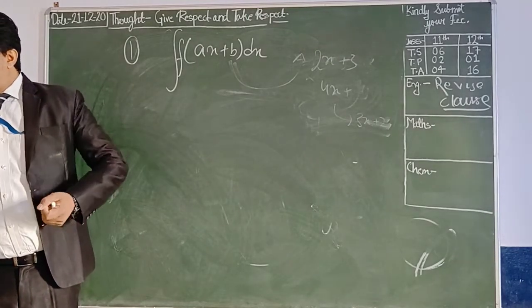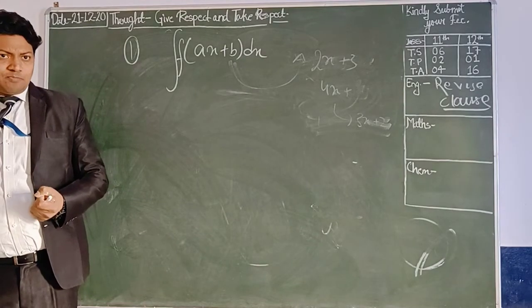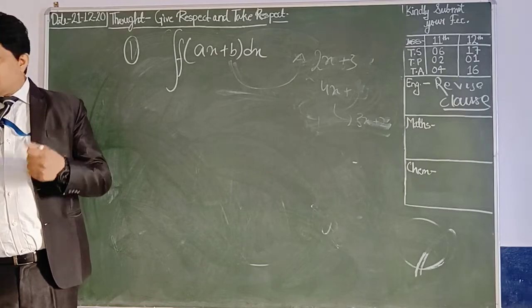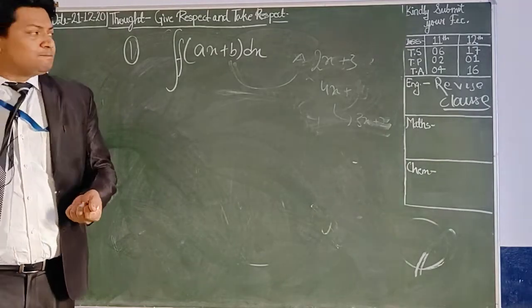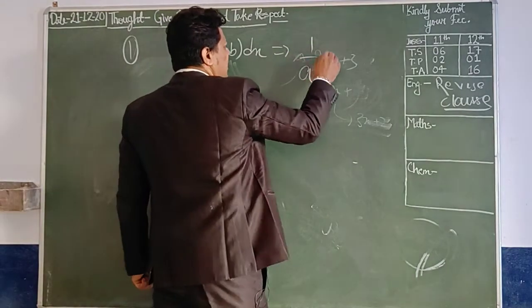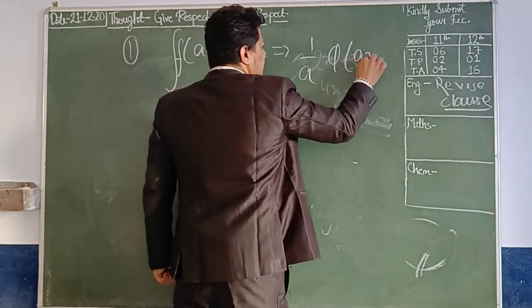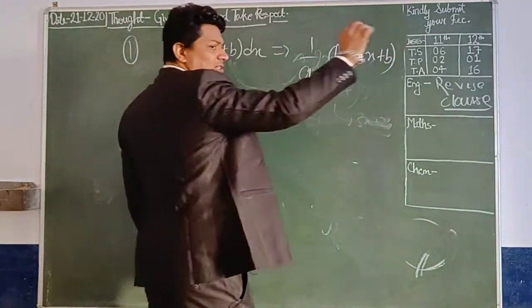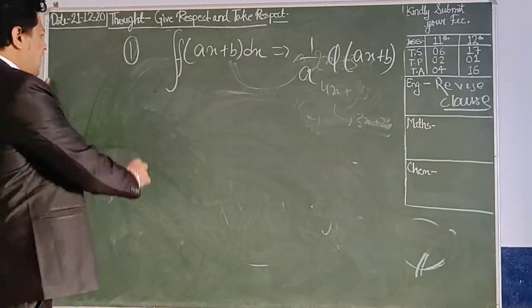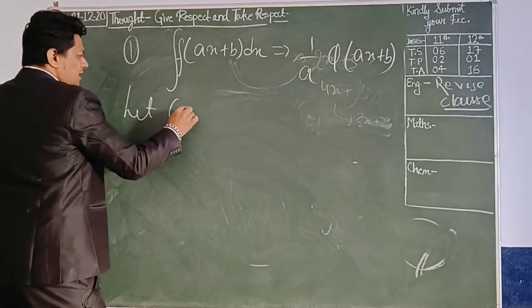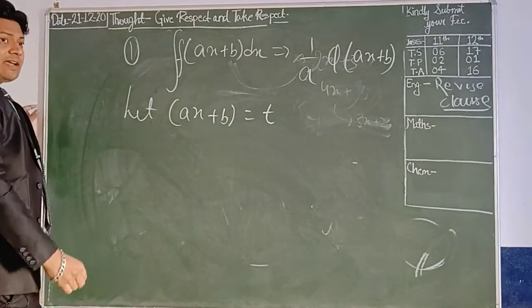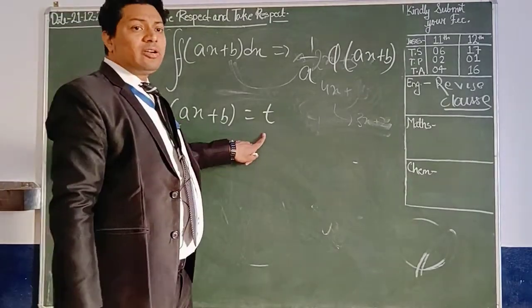So what will be the value? How can you integrate it? The value is simply 1 by a times the integral of f at ax plus b. I will tell how it is. We have to prove this one. This is the first theorem. Let ax plus b be equal to t.